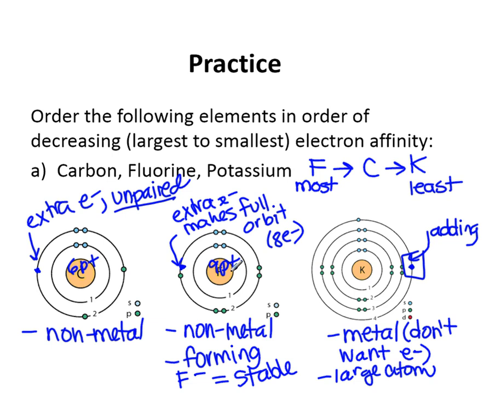So those are some things that you want to think about when you're explaining the trends. Looking at the trends and getting the order is the first thing that you want to understand and be able to do. And then once you're comfortable with that, the next thing that you want to do is look at energy levels, look at the nucleus and protons, and look at the type of element that you have.